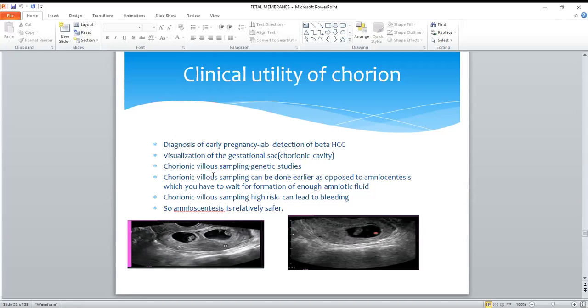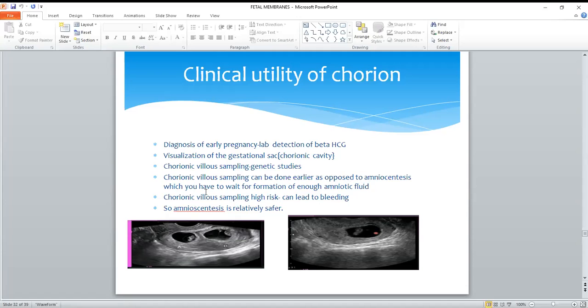Chorionic villus sampling, the one I was discussing earlier, can be used in genetic studies, right? An advantage of chorionic villus sampling over amniocentesis is that it can be done earlier. With amniocentesis, we have to wait for amniotic fluid to form. But with chorionic villus sampling, you can do it earlier.